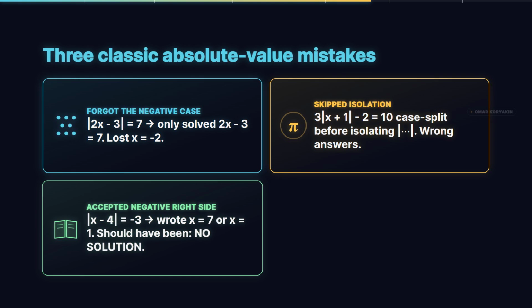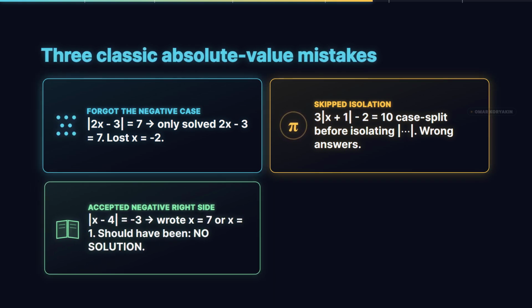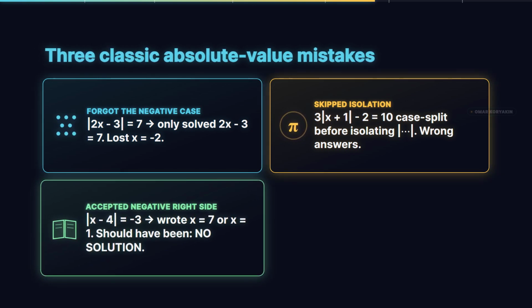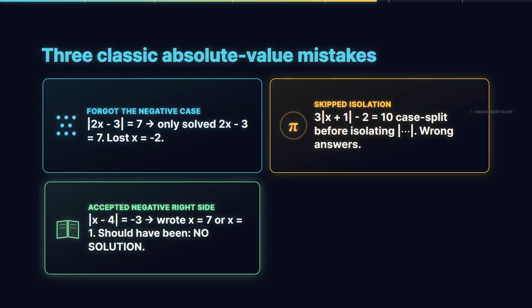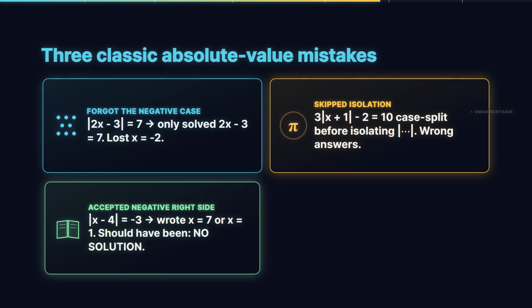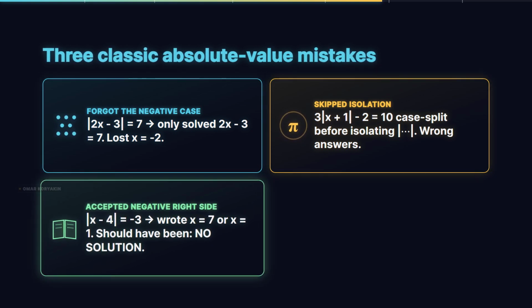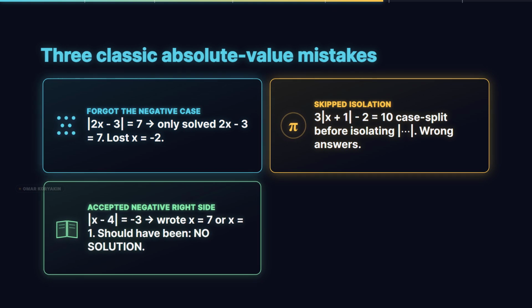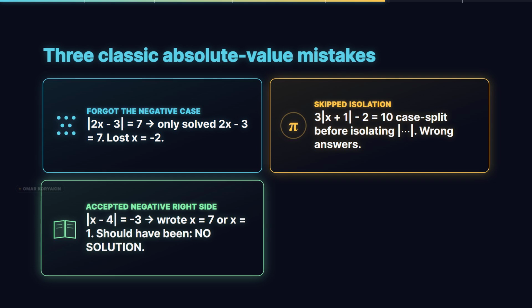Third mistake: performing a case split when the right side is negative and the equation has no real solution. A student sees absolute value of x minus 4 equals negative 3 and case splits into x minus 4 equals positive 3 and x minus 4 equals negative 3, producing fake solutions x equals 1 and x equals 7. But absolute value is always non-negative, so the equation has no solution at all, and the correct answer is the symbol or phrase no solution.